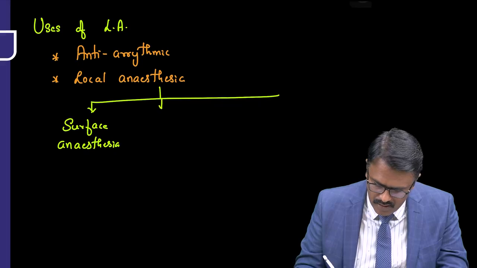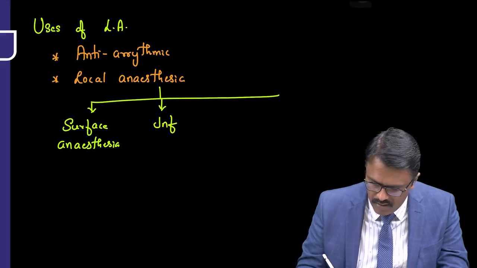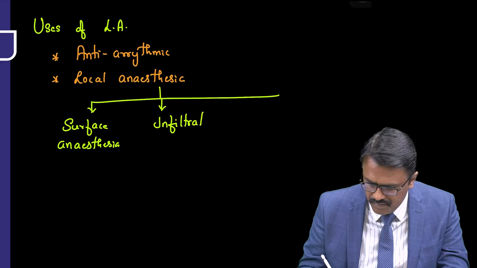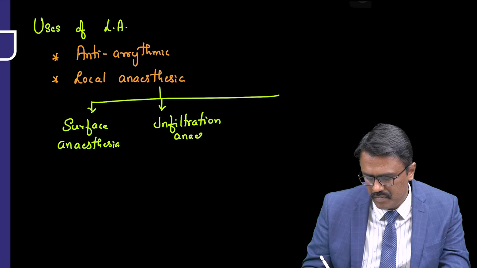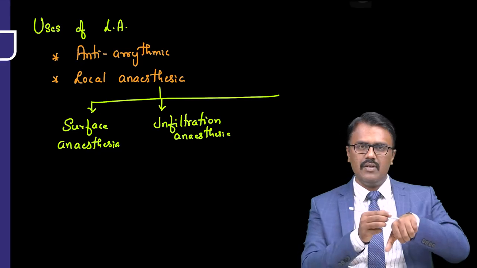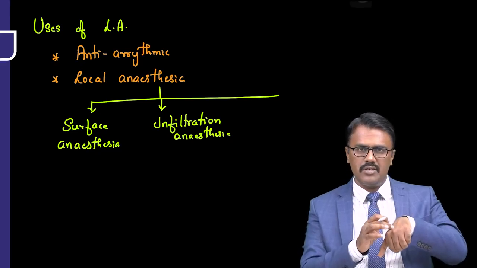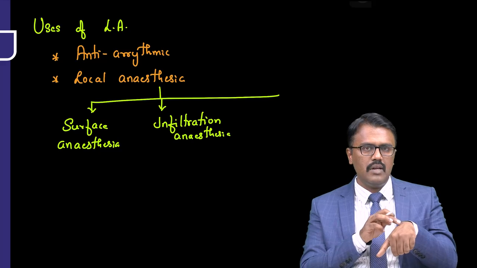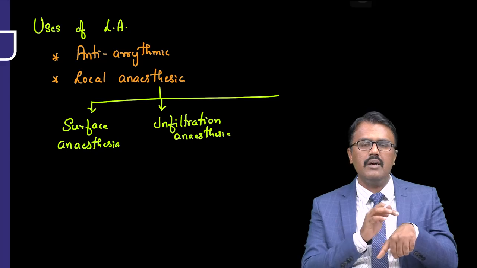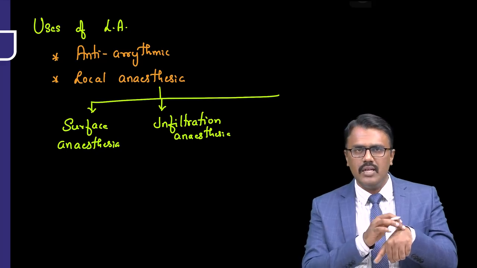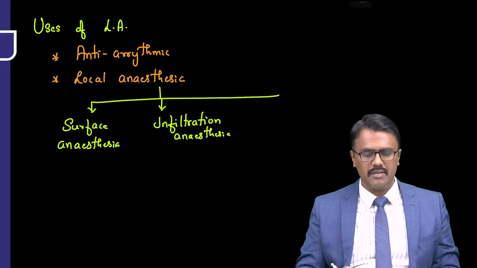Another important anesthesia is called infiltration anesthesia. Now what is infiltration anesthesia? Suppose there is a cut on the finger or on the wrist. What we do? We give the local anesthesia around that cut. So we infiltrate around the nerve. So that is infiltration anesthesia.